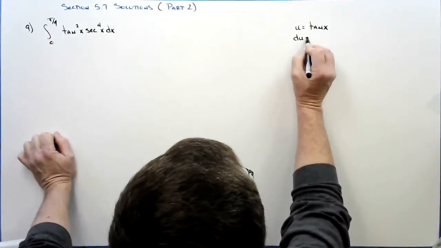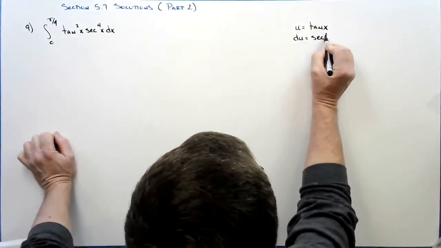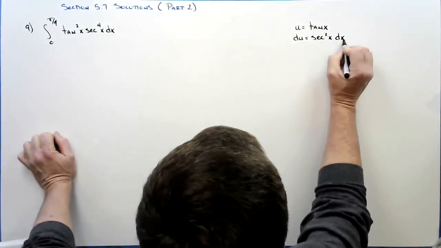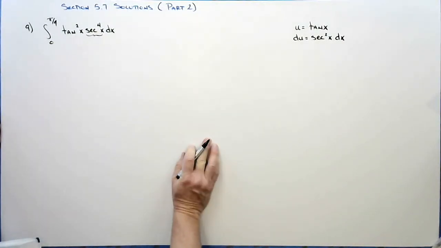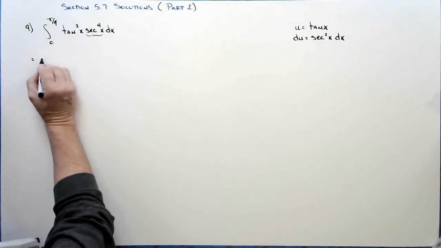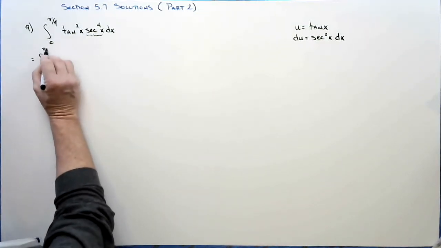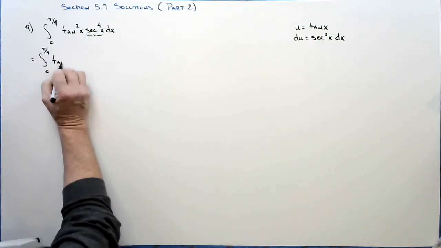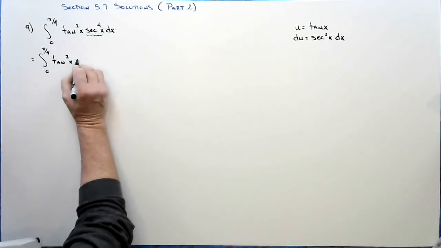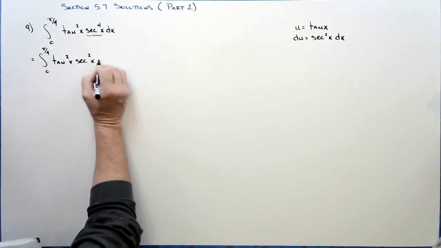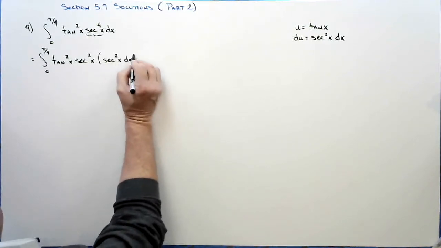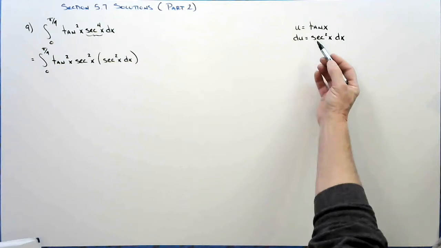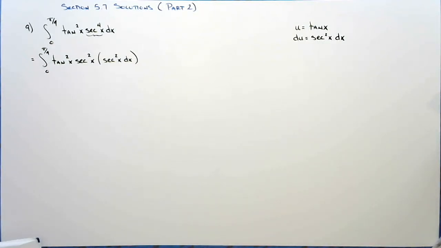Now that means du is the derivative of tangent. That's going to be secant squared x dx, which means we're going to want to save a secant squared out of our secant to the 4th. So we're going to rewrite this as the integral from 0 to pi over 4 tangent squared x secant squared x, and then we're going to pull off a secant squared x dx to save for our du step when we do our u substitution, because this is another trig integral.